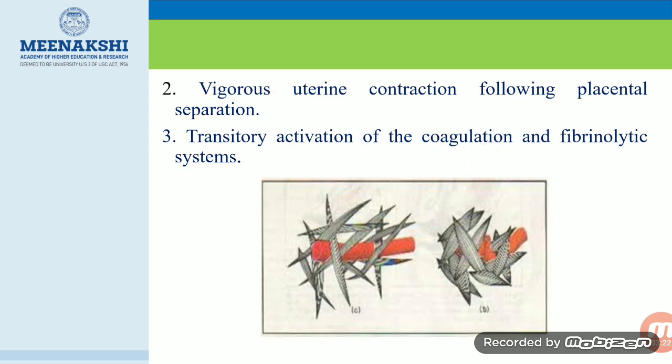The second factor is vigorous uterine contraction following the placental separation, which exerts pressure, thereby controlling the bleeding. The third one is activation of the coagulation and fibrinolytic system.